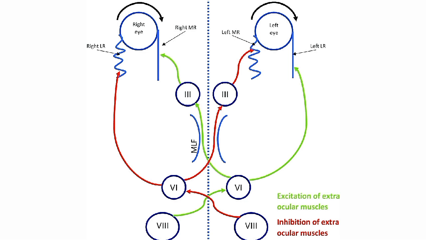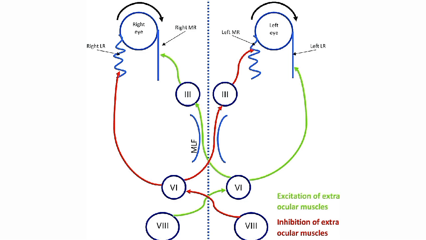Previously we told you about the vestibular nerve activation. Once this nerve is activated, it comes to the brain stem and activates this nucleus. So once the vestibular nucleus is activated, you can see the green pathway is the excitation of the extraocular muscles, and the red pathway shows the inhibition of the extraocular muscles.